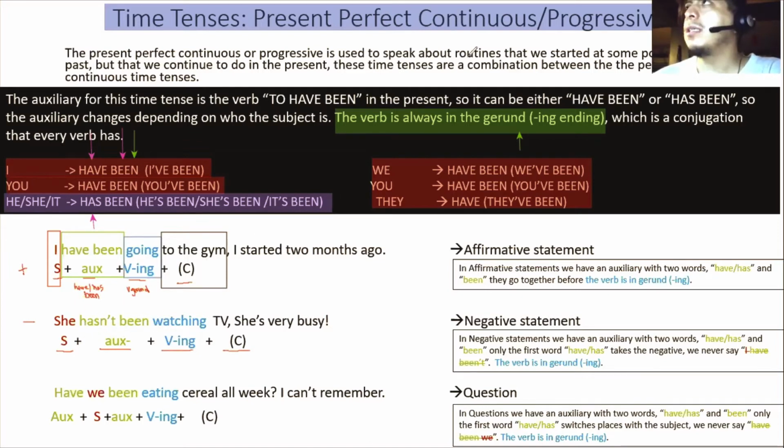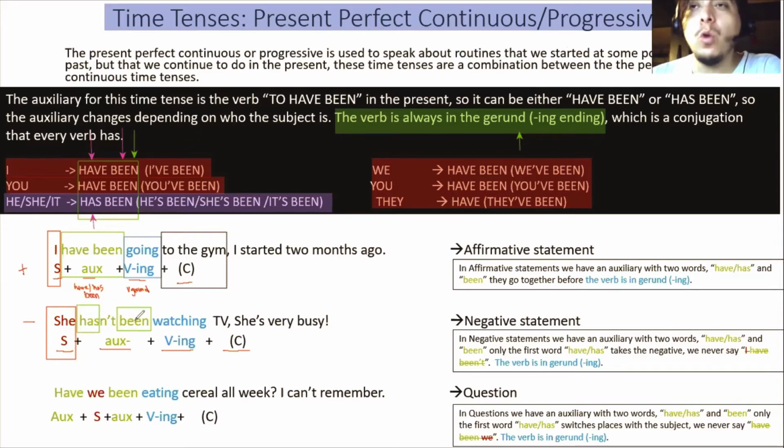Okay? So in this case, we have, again, the subject, she. This is the person doing the action. In English, we always start with the subject. Again, we have one, has. We have two, been. Remember that with this tense, we always have two parts, auxiliaries with two words. Now, do you remember what happens when we have a negative statement? Normally, the auxiliary takes it. But what happens when we have two words working as the auxiliary?